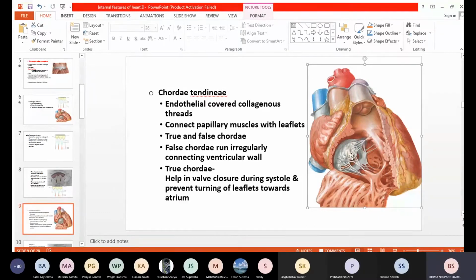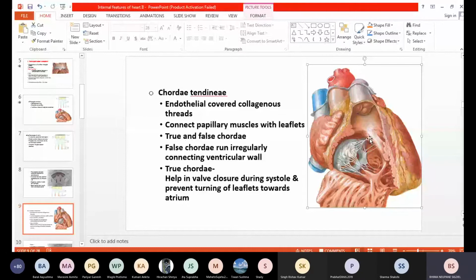There are basically two types of chordae tendineae: true chordae tendineae and false chordae tendineae. The false ones have no specific function actually, they just run randomly around the ventricular wall. Whereas the true chordae tendineae connect the apical third of the papillary muscle to the free margin and the ventricular surface of the tricuspid valve complex.